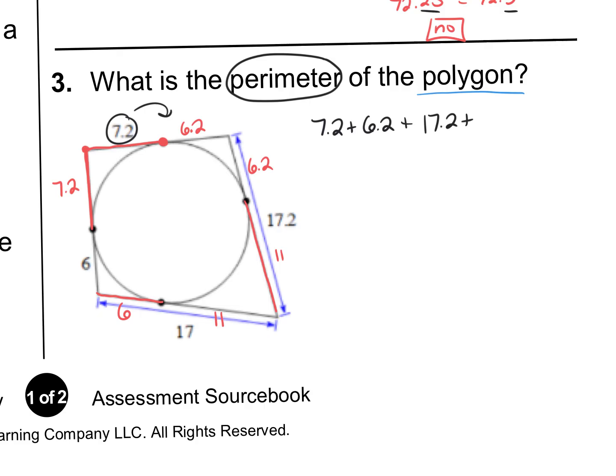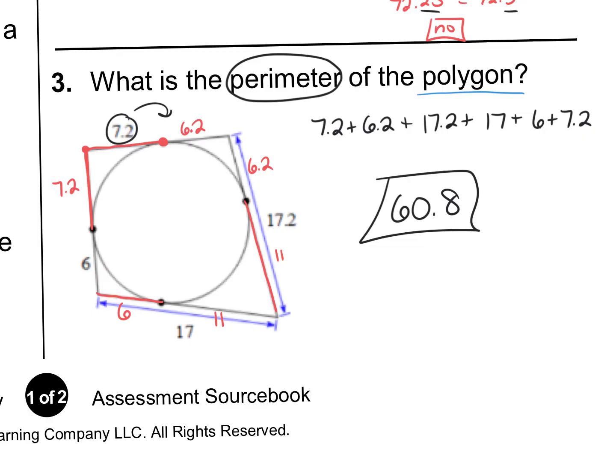Yep, or you could use the two different pieces there. What about the bottom? 17. And the left side? 6. 7.2. If I add all of those together, you will get 60.8. Okay.